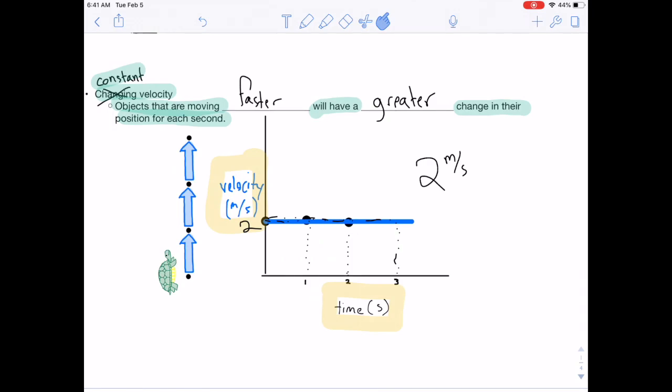So now we're analyzing this, not a position versus time graph, but a velocity versus time graph. The slope of this line, it's still 0, and we could think about what that might mean if we have a 0 slope on a velocity versus time graph.